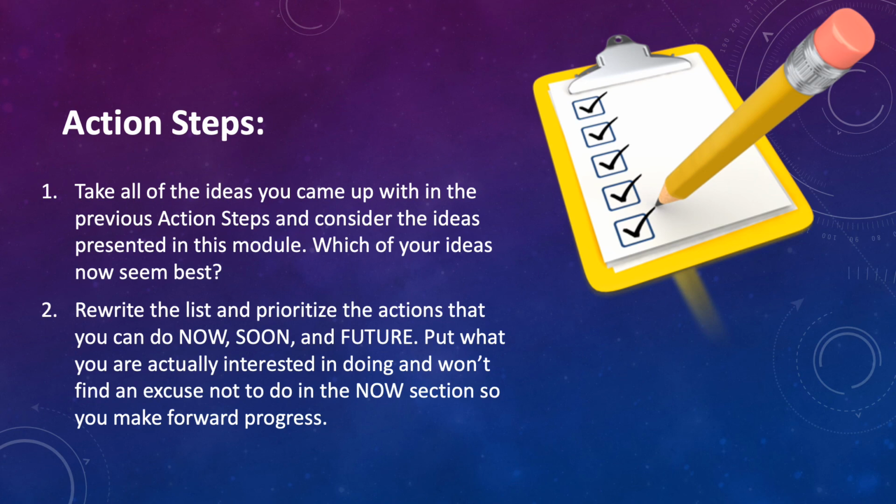Rewrite the list and prioritize the actions that you can do now, soon, and in the future. Put what you are actually interested in doing and won't find an excuse not to do in the Now section so you can make forward progress.